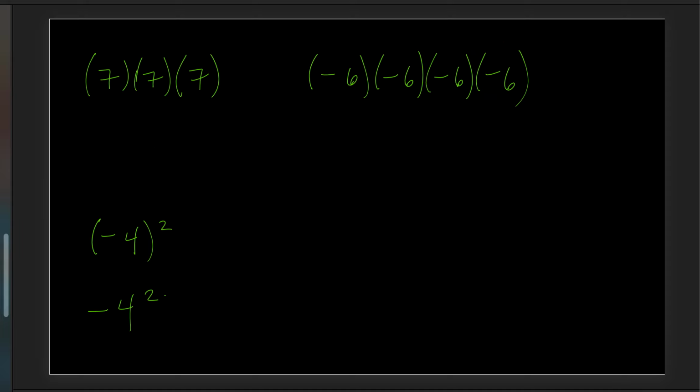Now with our exponent type problems, we have 7 times 7 times 7 right here. And what we were to do is write this in exponent form, these two problems. So 7 is our base because that's the number being repeated. And 3 is the exponent. So that's it. They're going to ask you to write it in exponent form. So that's what that looks like, okay?